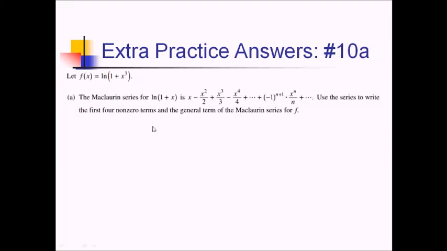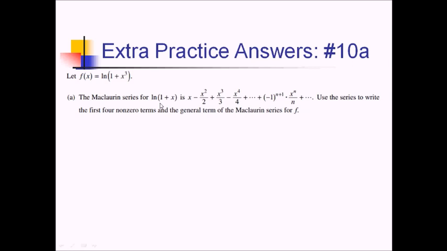For this no calculator free response problem, they're giving us f of x equals ln of 1 plus x cubed, and they're just coming out and telling us the Maclaurin series for ln of 1 plus x. Thank you very much. They want us to use this series to write the first 4 non-zero terms and the general term of the Maclaurin series for the f function up here.